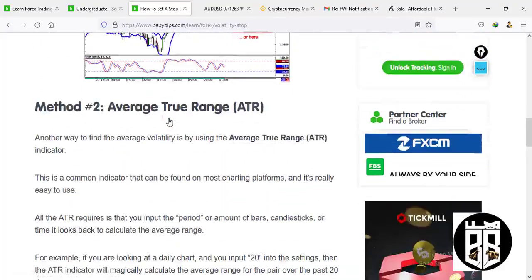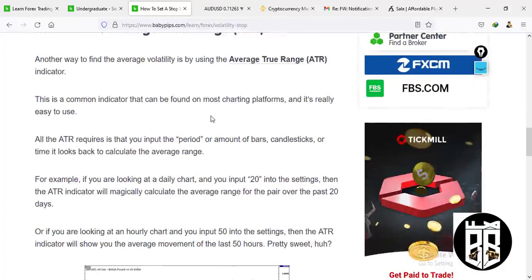Then the other indicator you can use is the average true range, or ATR indicator. This is a common indicator that can be found on almost all charting platforms, and it's really easy to use. Now the ATR requires that you input the period, or amount of bars, candlesticks, or time it looks back to calculate the average range. For example, let's say you are on a daily chart and you input 20 into the settings, then the ATR indicator will calculate the average range of the pair over the past 20 days. Why? Because you are on the daily chart.